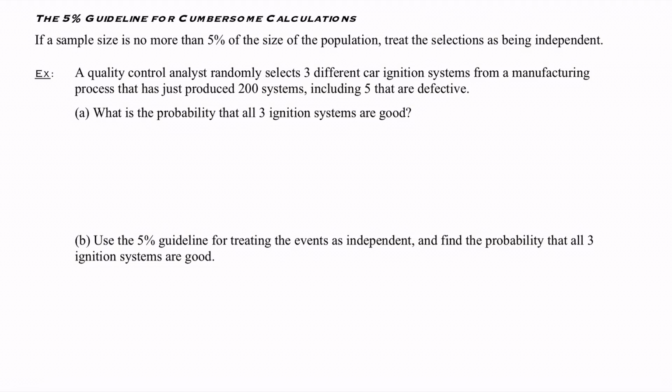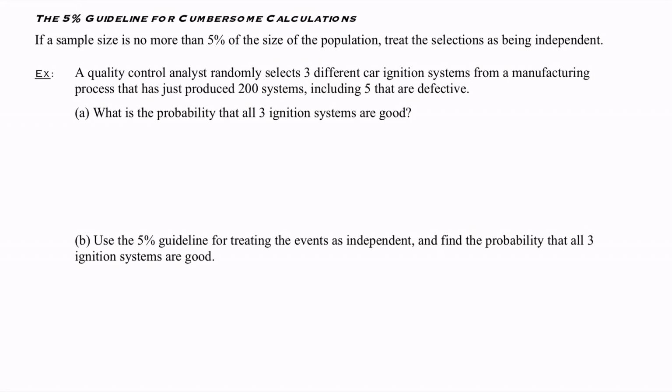Here we consider the case where we are taking a small sample from a population. In this case, we can use the rule that if we are sampling less than 5% of the population, then we can treat the selection of each as independent. If we think of them as dependent events, then it'll be calculated a little bit differently.